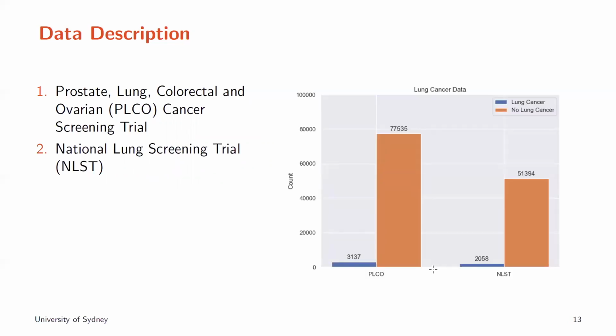In this graph, we plot the number of lung cancer versus no lung cancer samples for both datasets, and we can clearly see the class imbalance. In particular, only around 3.9% of the samples belong to the minority class, both for PLCO and NLST.